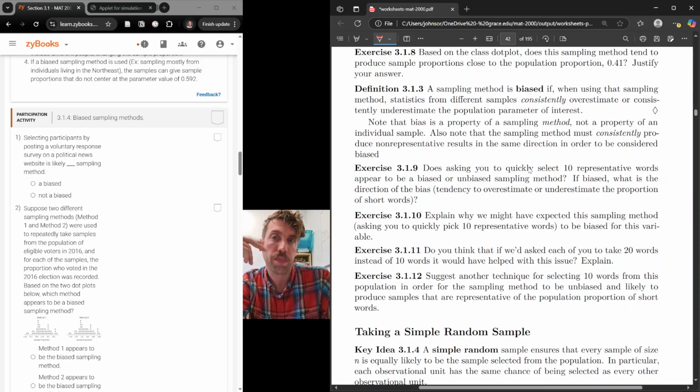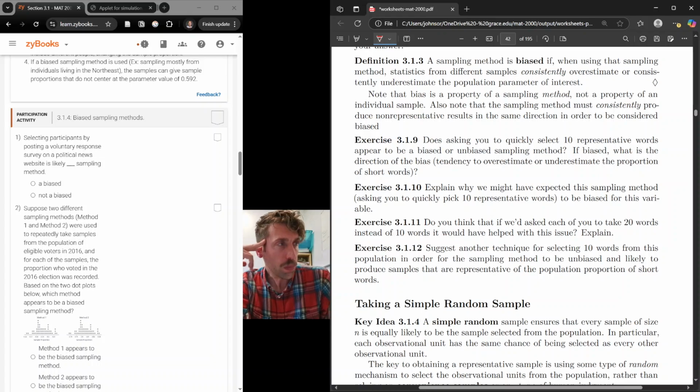like you should use full sentences. Okay, now you read about biased and unbiased sampling methods, and so I guess you could say, I don't want to jump ahead. All right, so if we're consistently overestimating or consistently underestimating a parameter, that means our sampling method is biased. So does asking you to quickly select 10 representative words appear to be a biased or unbiased sampling method? Well, if you're like most classes, it ends up being biased, but it's hard to tell. So look at the dot plot.